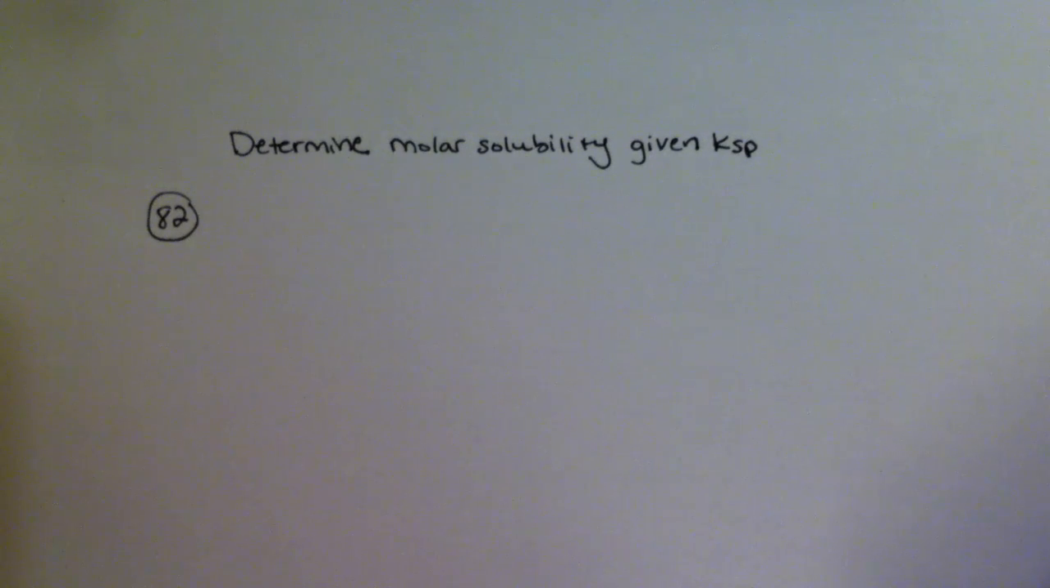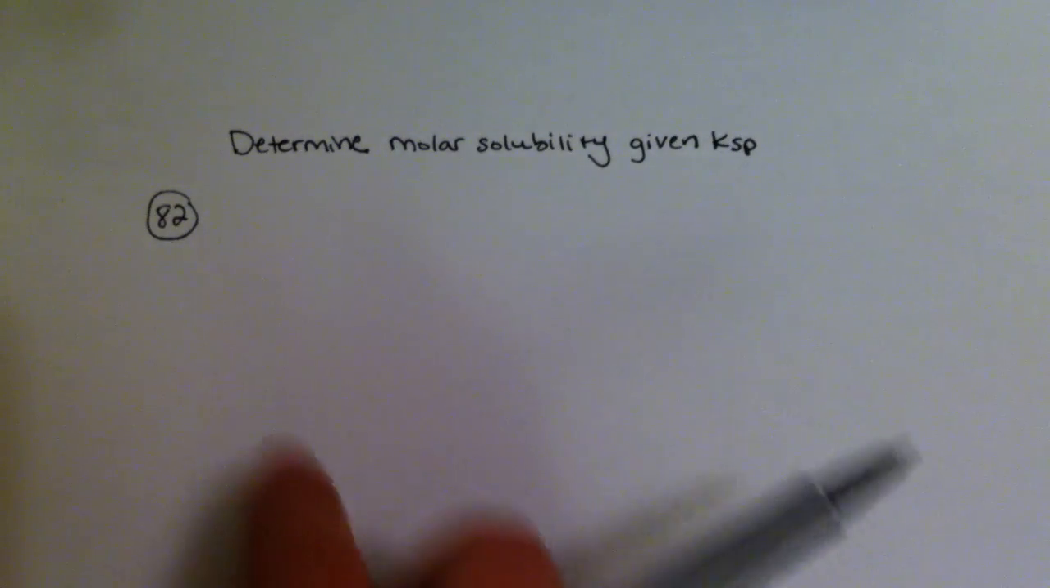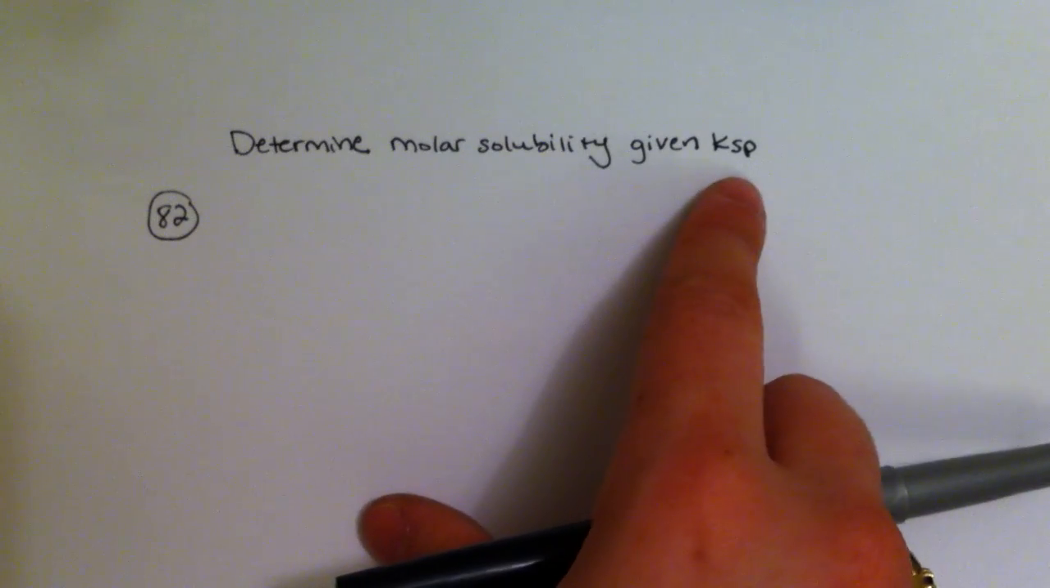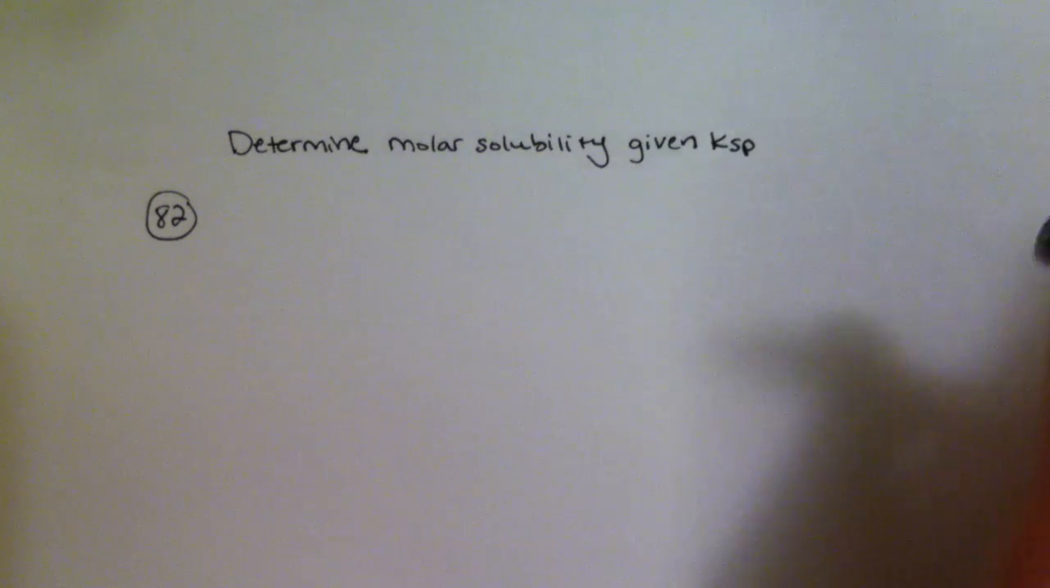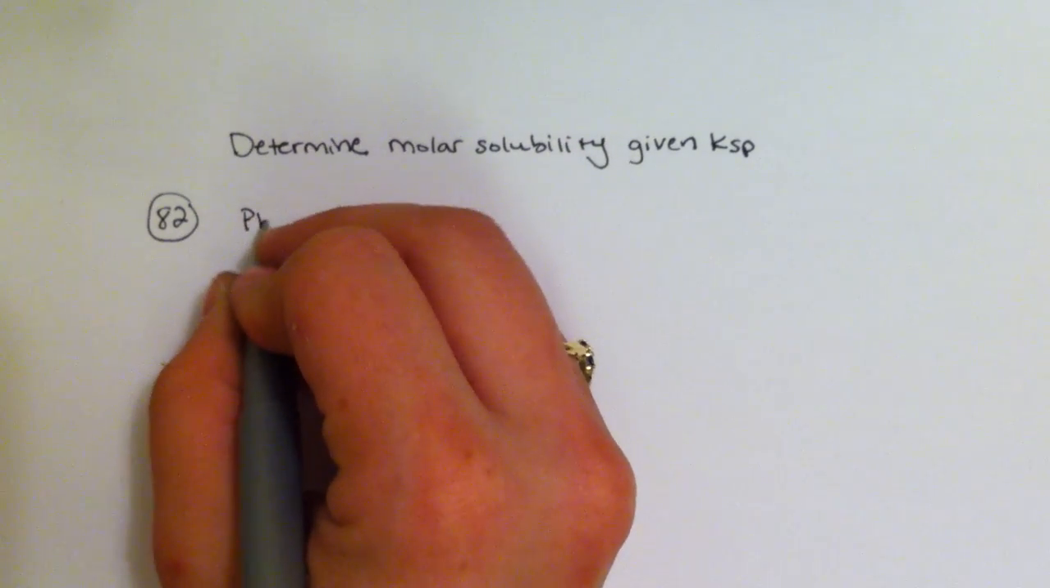Okay, the other skill we have to be able to do, or that we learned in class today, is basically the opposite. We are going backwards this time. We're determining the molar solubility when we're given a K. So we're going to look at problem 82 here, and we have PbI2.